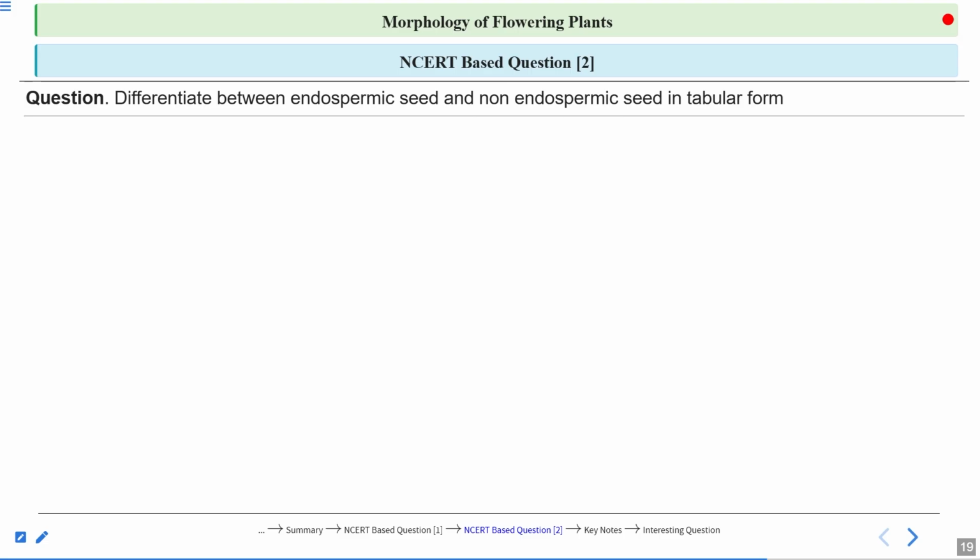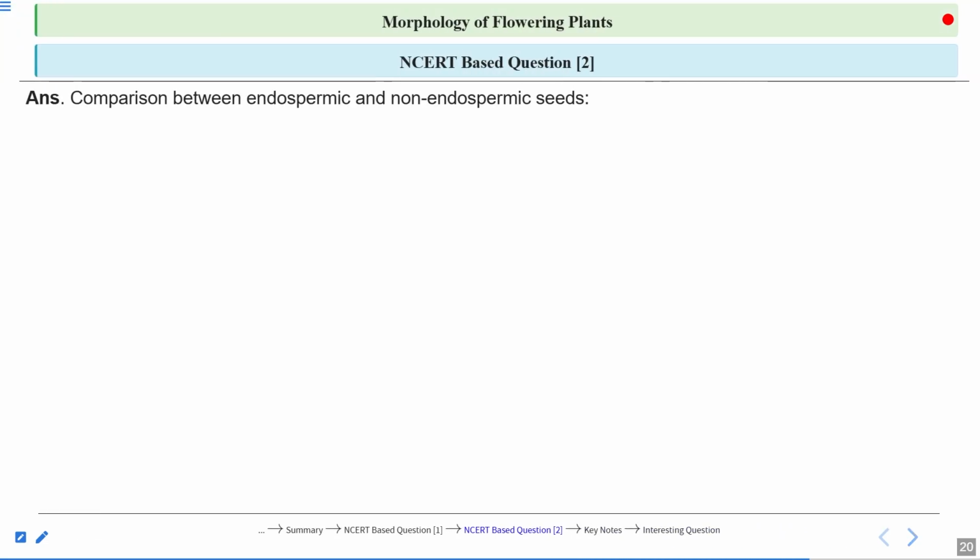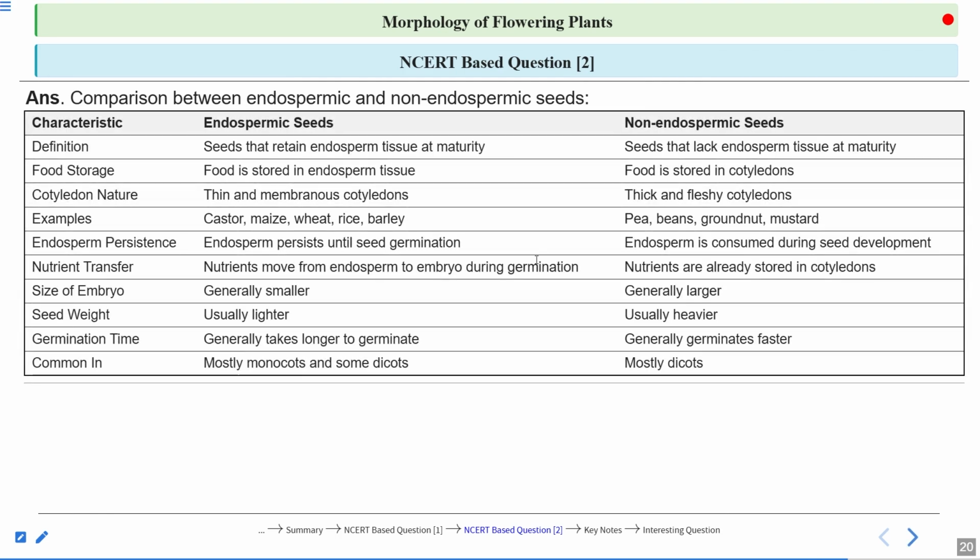Next question. Differentiate between the endospermic seed and non-endospermic seed in tabular form. So here is the comparison. Seeds that retain endosperm tissue at maturity are endospermic seeds. Seeds that lack endosperm at maturity, where no endosperm is left, are non-endospermic seeds. Food storage: food is stored in the endosperm tissue in endospermic seeds. In non-endospermic seeds, food is stored in the cotyledon because the endosperm nutrition is already used up. Cotyledon nature: thin and membranous cotyledon in the former, thick and fleshy cotyledons in the latter.